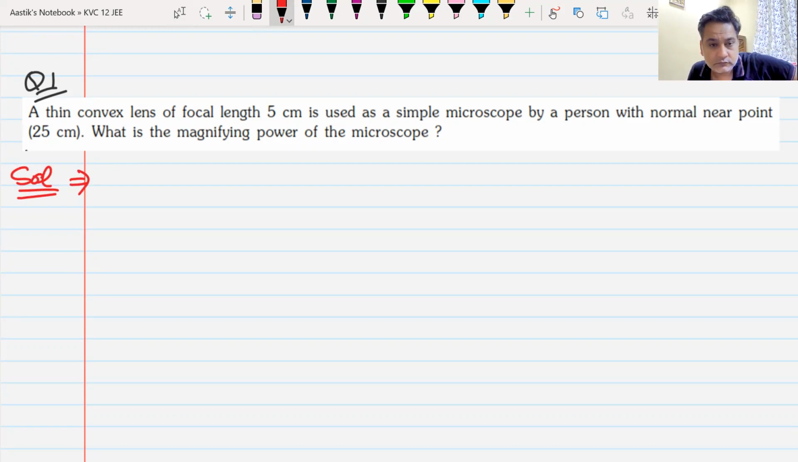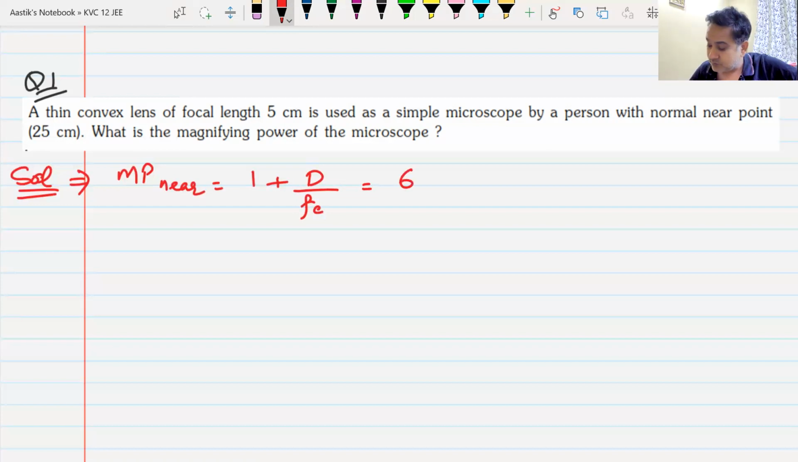Sir, answer is 6. For which part, infinity or near point? Near point. Yes, near point is 6. So magnifying power in case of near point is 1 plus D by Fe. Just put the values, get the answer, and stay happy. For infinity, it will be D by Fe, and the answer is 5. Yes or no?